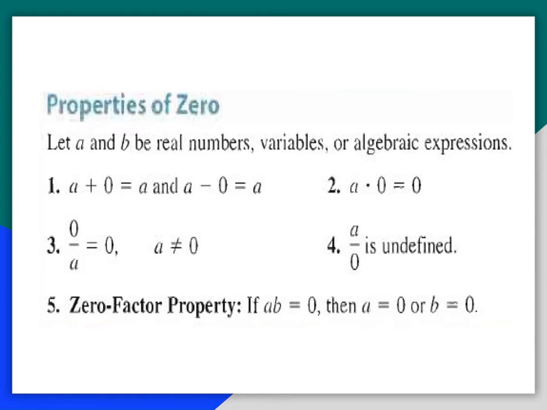Finally, number 5. This is something that we use quite a bit, especially in Algebra 2 and in the more advanced algebras. The 0 factor property. So this is saying if a times b equals 0, so if we multiply two values together and we get an answer of 0, then either a had to be equal to 0 or b had to be equal to 0. And sometimes both might be equal to 0. One area where we definitely use this a lot is solving quadratic equations.